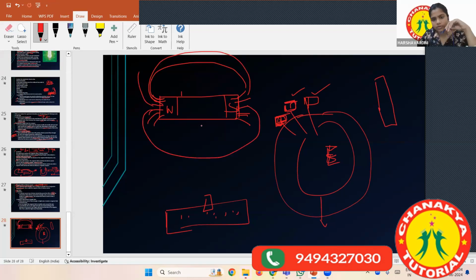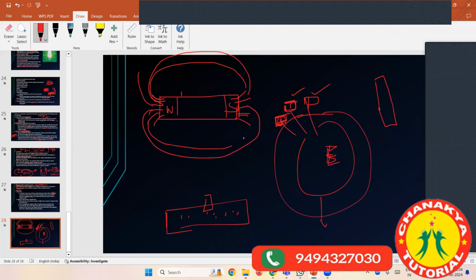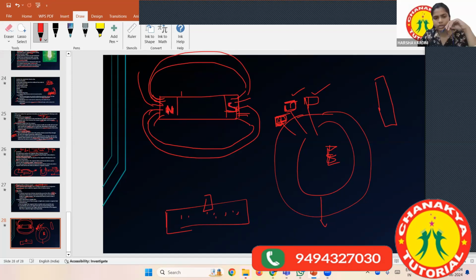I can't hear you, Charvik. Ma'am, in place of north, you wrote west. I wrote N only. Ma'am, it's a double. Oh, North and south. And the field lines will be like this. And when it repels like this, it goes. It's a field line diagram.